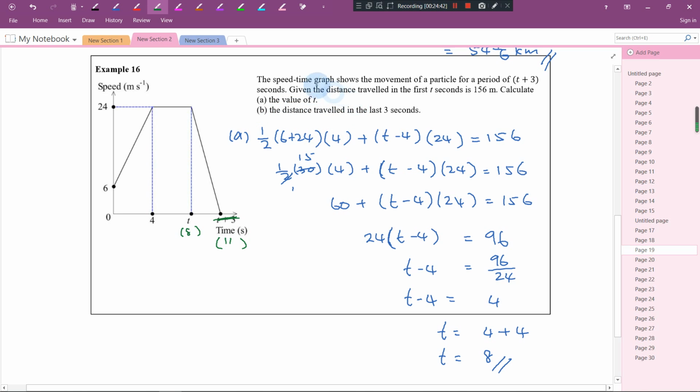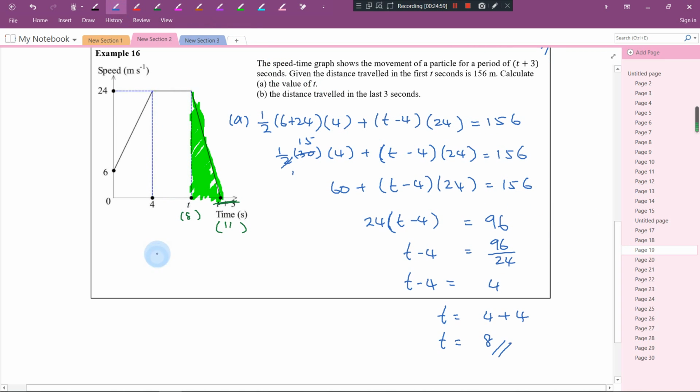The distance travel in the last 3 seconds. We want to find the distance travel for the last 3 seconds, which is over here. It means that we want to find the distance travel, the area under the graph for this part, right? This is a triangle. Remember, start with 1 over 2 times the length here, 8 until 11, which is equal to 3, times the height, which is equal to 24.